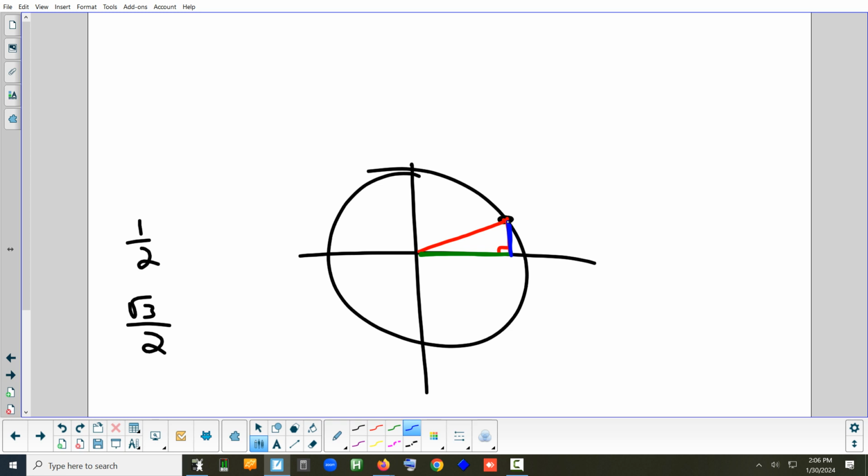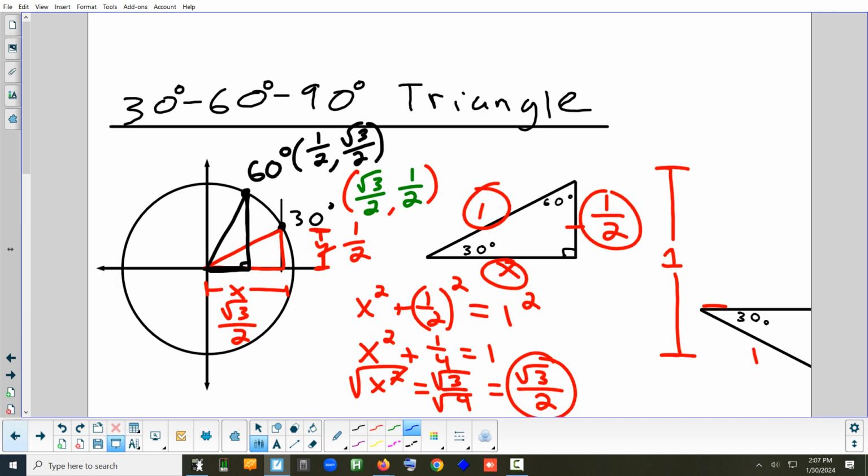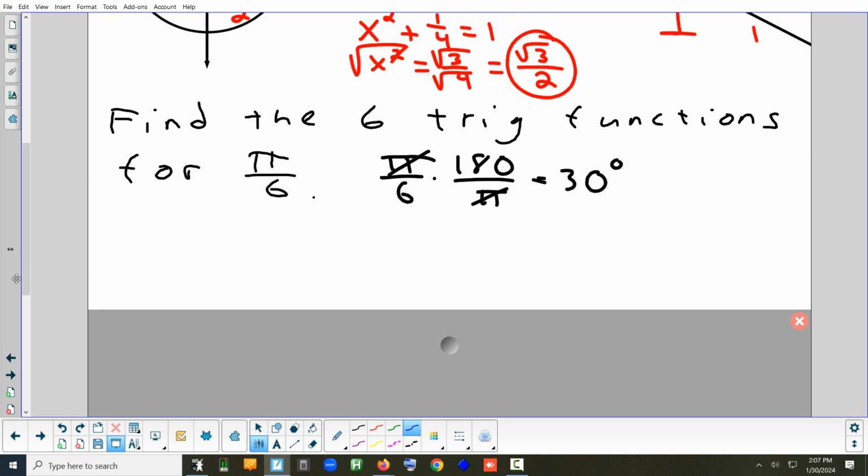In the 30, 60, 90, that's the 30. The blue side is the short side. How long is the short side? 1/2. That's always the 1/2. And how about the long side? Square root of 3 over 2. That's always the square root of 3 over 2, because it is a bigger number than 1/2. This is 0.5. That's about 0.86. So the bigger side gets the bigger number, and the small side gets the smaller. If you put that as a coordinate, it would be root 3 over 2, comma 1/2. And then 60 would just be the opposite. So that's our coordinate.